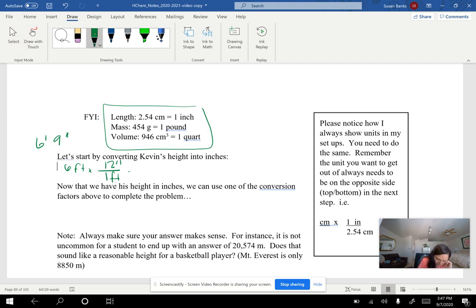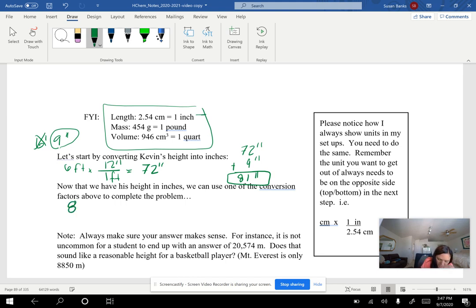Okay, this will give me, let's see, 72 inches. Okay, now remember, that just took care of this part. I still have the 9 inches. So I need to add the 72 inches to the 9 inches, and that will give me a grand total of 81 inches. Okay, so now that I have the grand total of 81 inches, I can now use this length conversion factor to complete the problem.